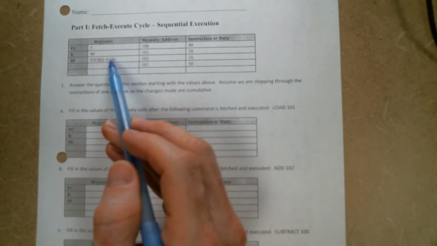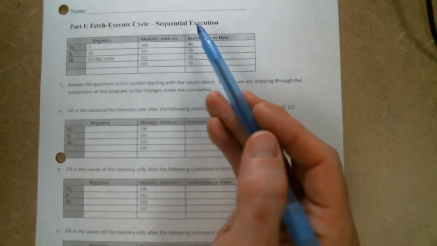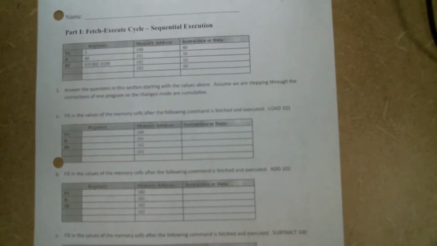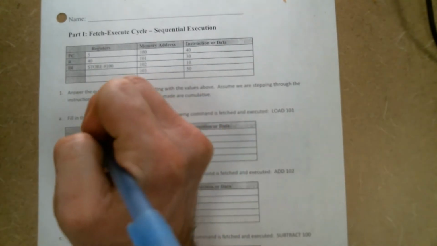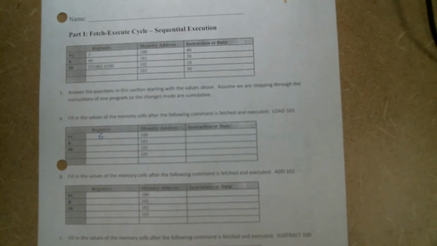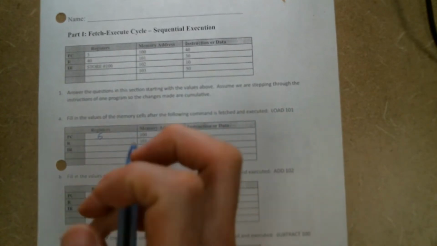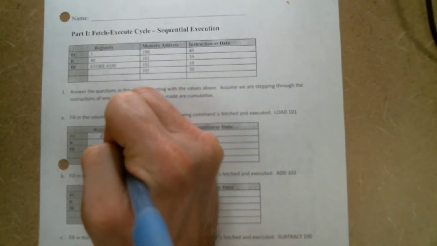A store 100 has just executed, which is why this 40 that was in the register is now showing up here at memory address 100. Then we're going to look at each instruction, see what happens, and adjust the values accordingly. If the program counter is at 5, when this next instruction executes, it's going to be 1 higher. The instruction register is going to contain this code, so that's going to be the load 101.